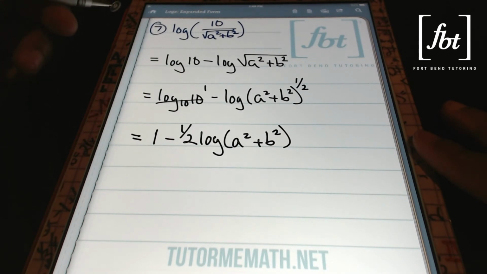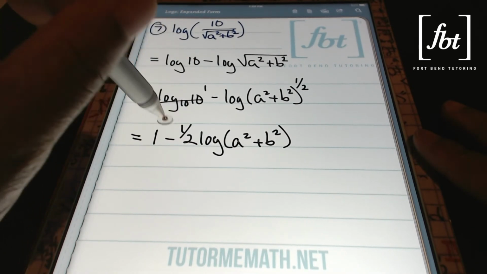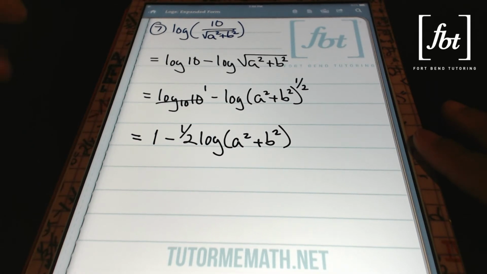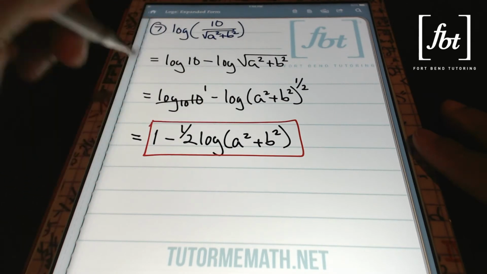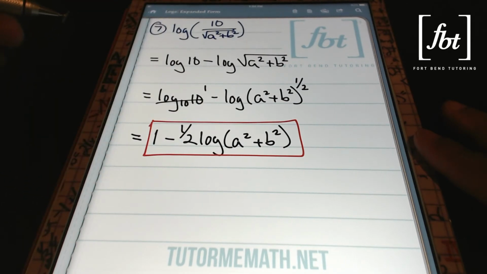There you go. That's it. This answer right here is done. Yeah, that's our result. Let's go ahead and red box it. Red boxing it. All right, let's keep it moving.